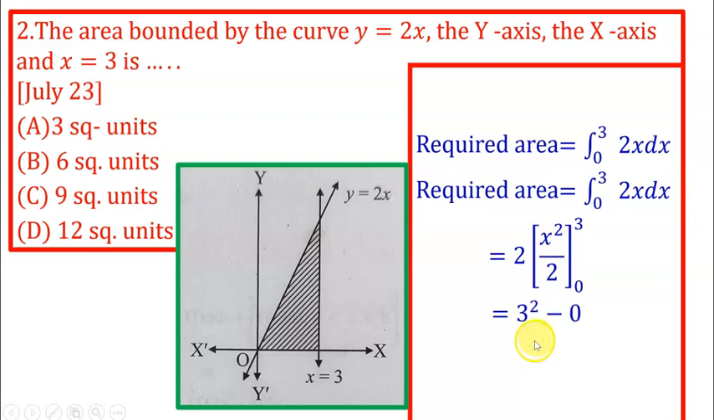Now replace here x by 3 and x by 0. Here 2 gets cancelled, and x is replaced by 3, and here x is replaced by 0. 3 square, that is equals to 9 square unit. And hence option C is correct here.